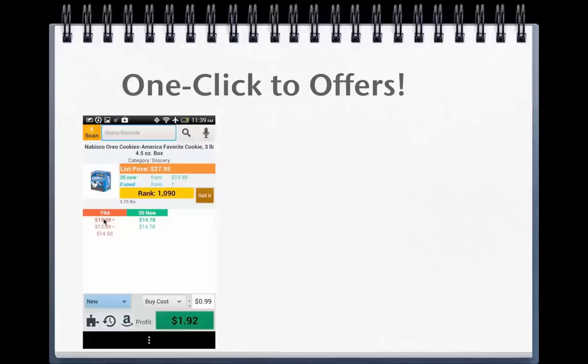So it's possible there are multiple $13.99 offers in this group, or it's possible there are offers in this group that are higher than $13.99 that just aren't getting shown to Profit Bandit. And same goes for this $14.78 offer. It's possible that there are other offers being considered but not being shown because they're not the lowest in the group. I know that's a little confusing, and that's why we've done this new feature called One Click to Offers.